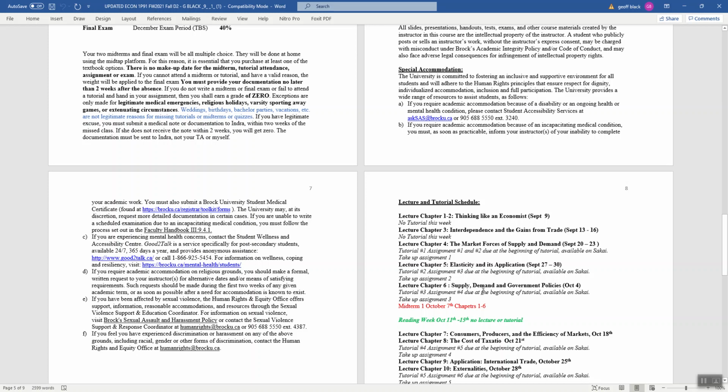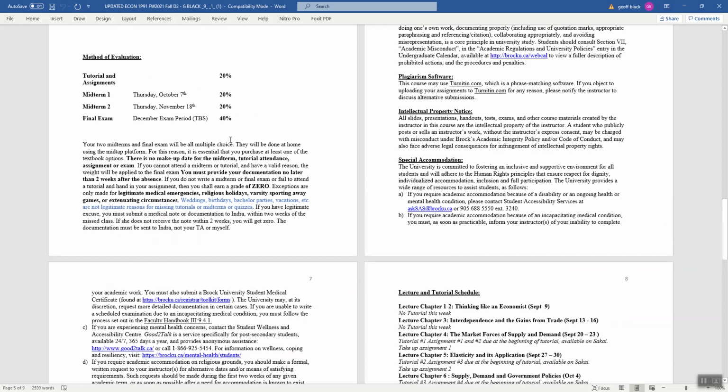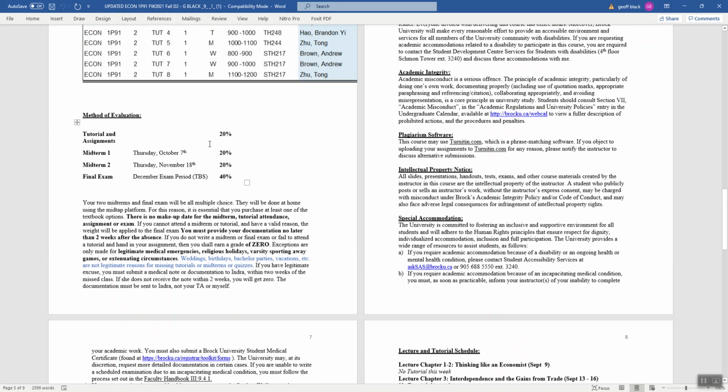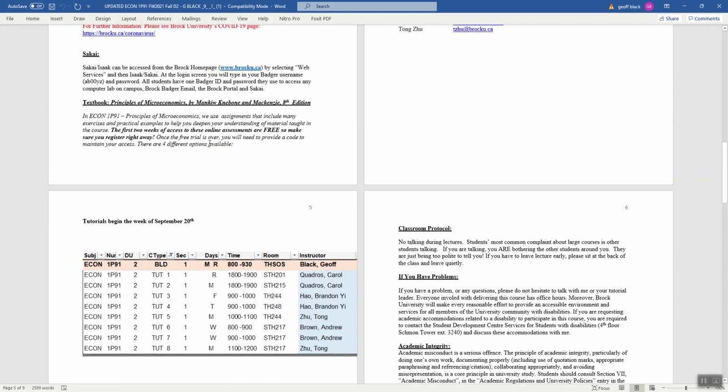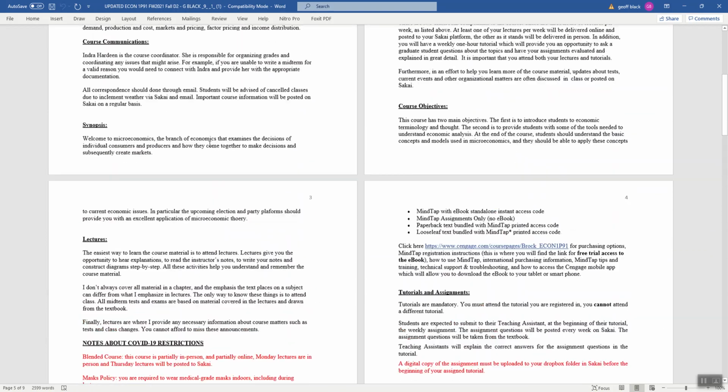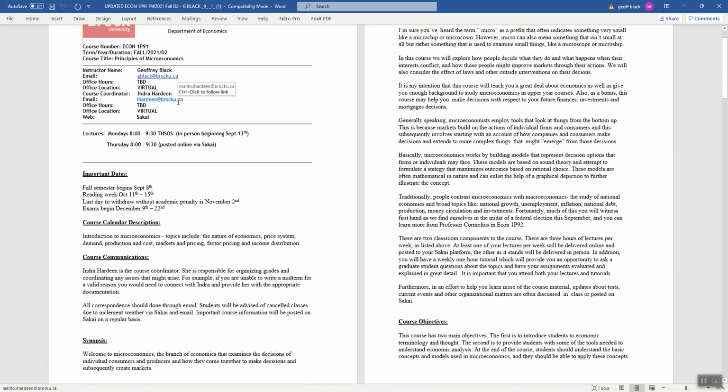And if you already know, for example, that you have a conflict with either midterm, because the dates are posted right here. If you know that you have a varsity event or some other extenuating circumstance that will prevent you from being able to write, you need to communicate that to Indra, who's our course coordinator. And I hate scrolling up so fast because I know it's hard on your eyes, but her contact info is right here. So you email her.